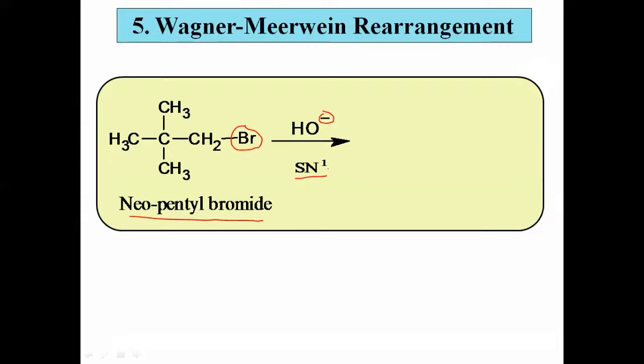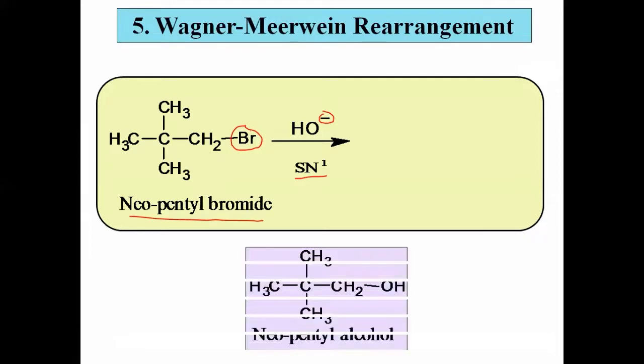Now, what is the expected product? That bromine should be replaced by OH, and we should get neopentyl alcohol. This is our expected product. When any alkyl halide is treated with alkali, the halogen should be replaced by OH group. In the same case, neopentyl bromide on reaction with alkali, the bromine should be replaced by OH group, and we should get neopentyl alcohol. This is our expectation. But in actual practice, we do not get neopentyl alcohol.